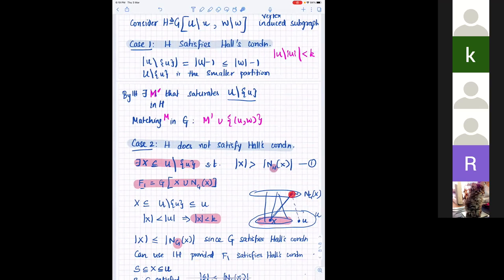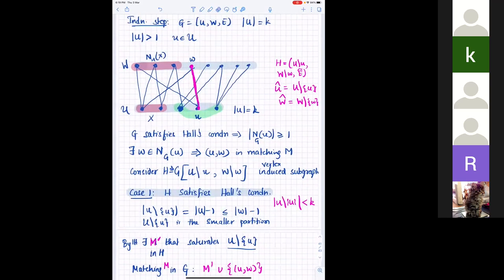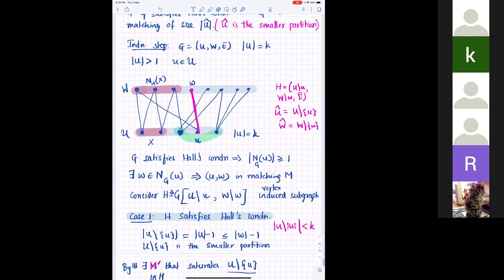What is the question? Is W in NG of X or not? W is always in NG of X, right? No, it depends, right? For example, if W was only adjacent to U, suppose this edge was not there. Ma'am, W then will not be in it, like it would have already satisfied Hall's condition, right? From the beginning itself, from the hypothesis.